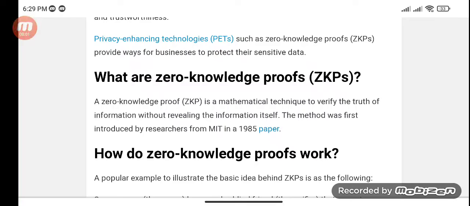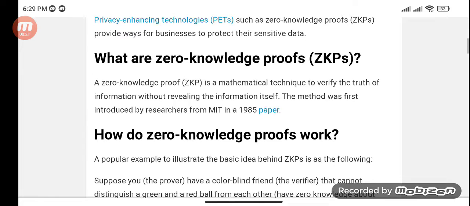What are zero knowledge proofs, ZKPs? It's a mathematical technique to verify the truth of information without revealing the information itself. The method was first introduced by researchers from MIT in a 1985 paper. How do zero knowledge proofs work?